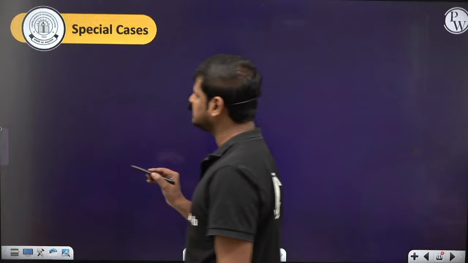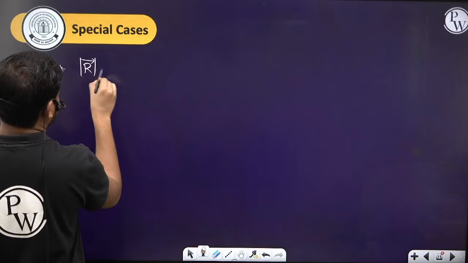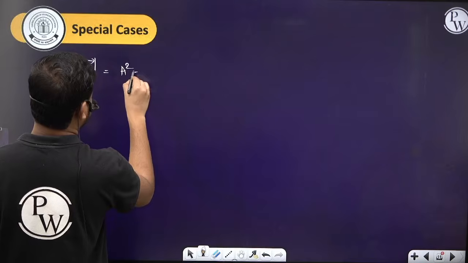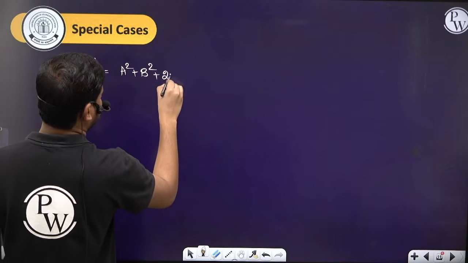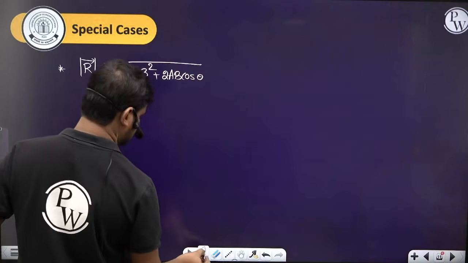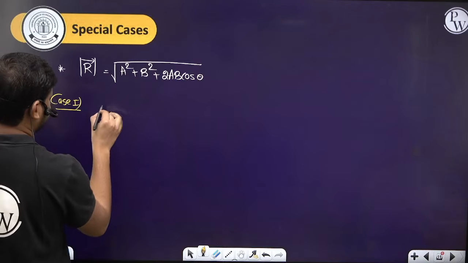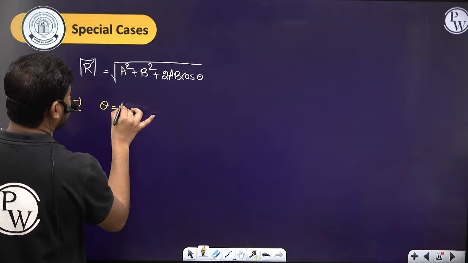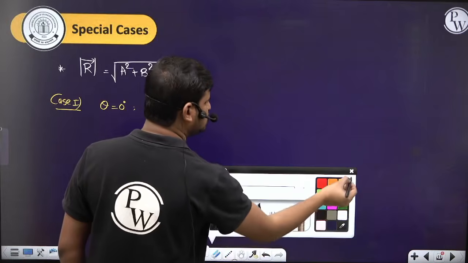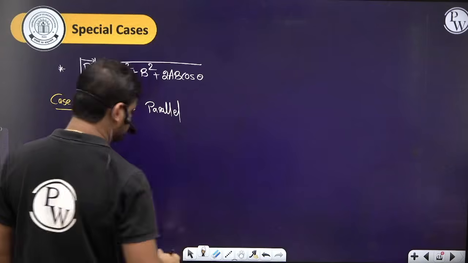Next, what are the special cases? Let's see. If there are two vectors, the magnitude of the resultant we got is the square root of A square plus B square plus 2AB cos theta. So this is a magnitude, right? Now case 1: let's suppose the angle between those two vectors is 0. If the angle between those two vectors is 0, those two vectors are said to be parallel vectors.